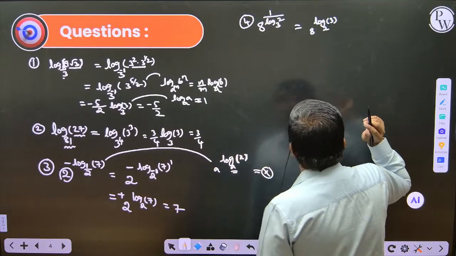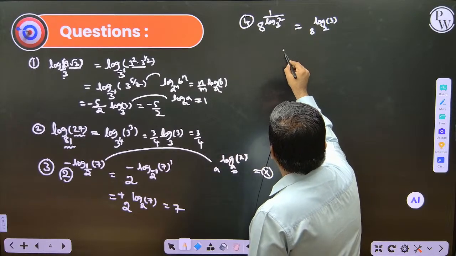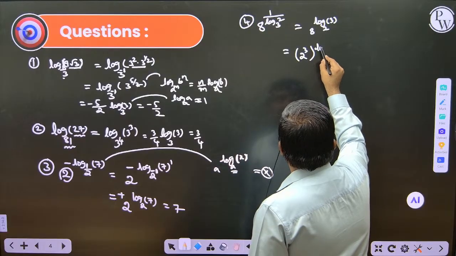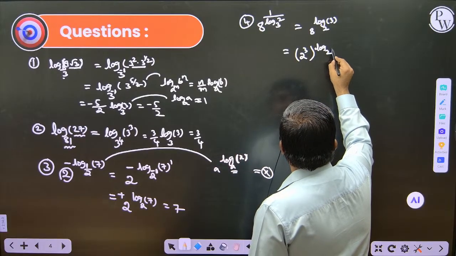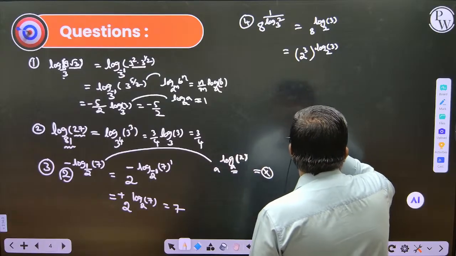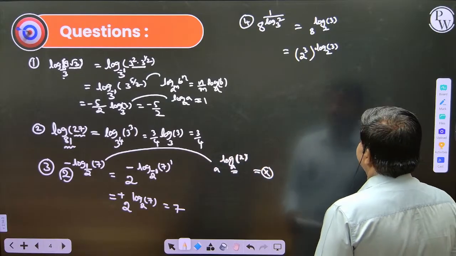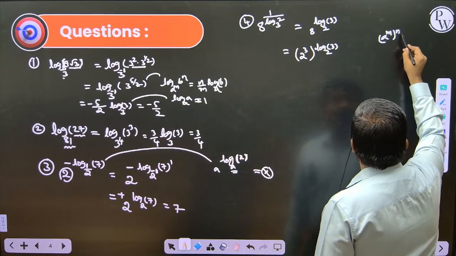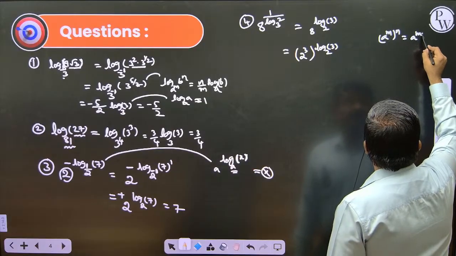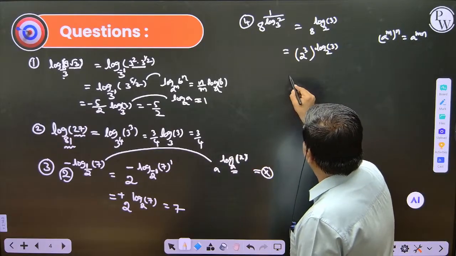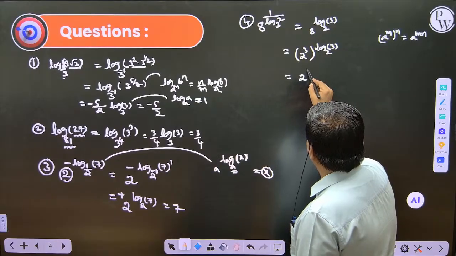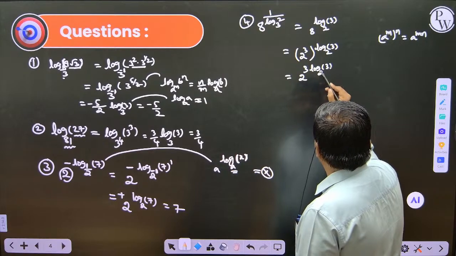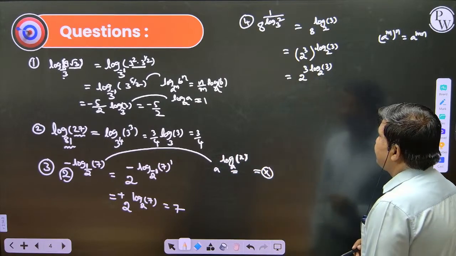So it is 8 power of this that we are getting. That is equal to 2 cube whole power log of 3 to the base 2, you can write 8 like that. As you know, a power m whole power n is equal to a power mn. So it is written as 2 power of 3 into log 3 to the base 2.